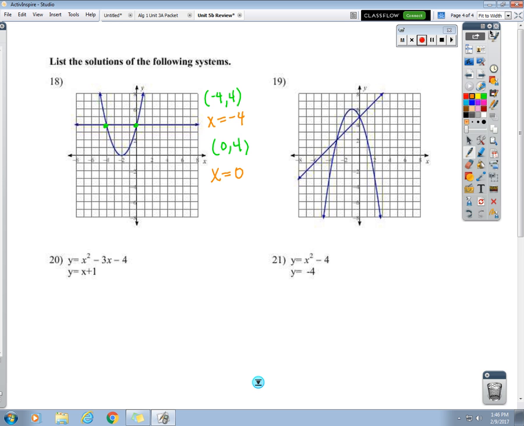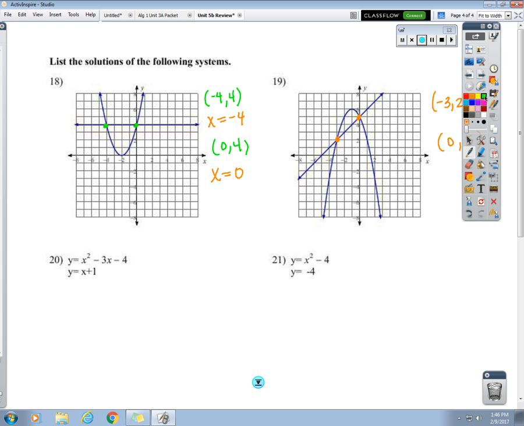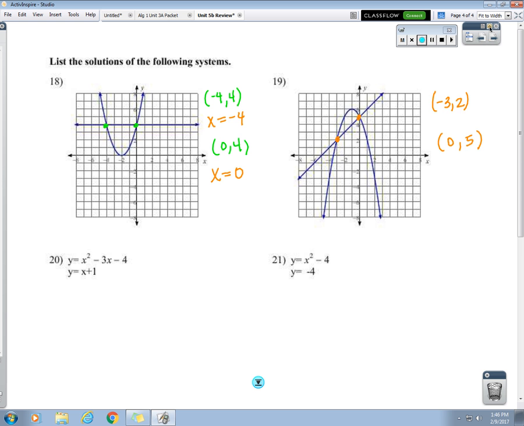Okay, so now let's look at number 19. How many solutions are you going to have? 2. 1, 2. What are the coordinates of that far left point? Negative 3, 2. And what are the coordinates of the far right point? 0, 5. But if they decide to write it with just the x values, this one would be written x equals negative 3, and this one would be written x equals 0.